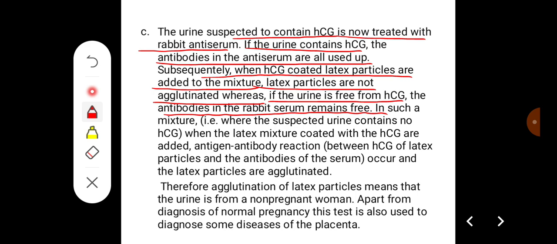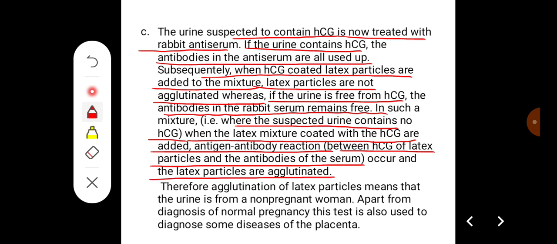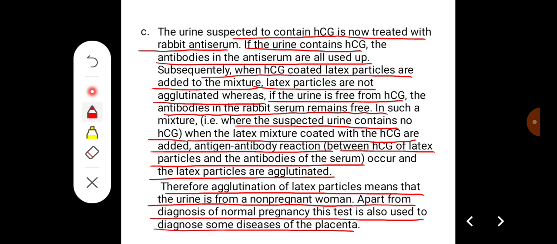free from HCG, the antibodies in the rabbit serum remain free. In such a mixture, that is where the suspected urine contains no HCG, when the latex particles coated with HCG are added, an antigen-antibody reaction between the HCG of the latex particles and the antibodies of the serum occurs, and the latex particles are agglutinated. Therefore, agglutination of the latex particles means that the urine is from a non-pregnant woman. Apart from diagnosis of normal pregnancy, this test is also used to diagnose some diseases of the placenta.